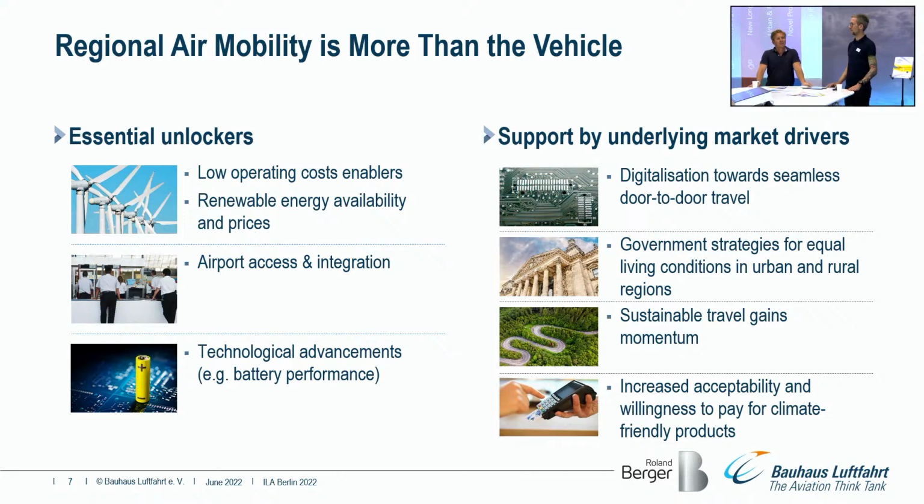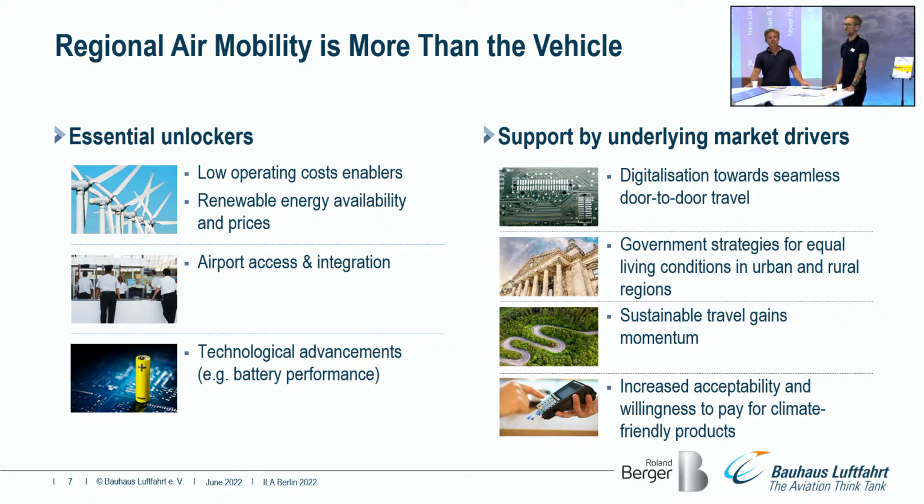Now, looking at the drivers. What are the drivers that could unlock regional air mobility? In total, we have seven drivers here. Obviously, the first one is that it needs to be low operating costs, and we need to have green energy that's first available for this use case, and second, it is also affordable.